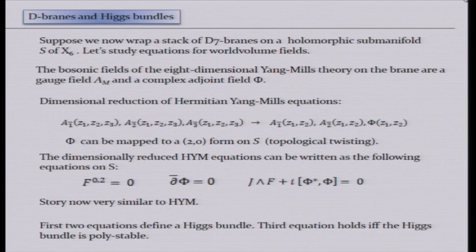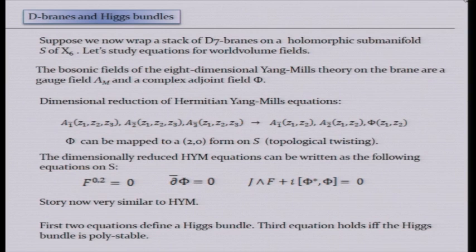Okay. It probably should come as no surprise that since the world volume theory is a dimensional reduction of 10-dimensional Yang-Mills, which is what we saw for the heterotic string, the equations that the gauge field A and the adjoint field phi have to satisfy, if you want to preserve supersymmetry, are just the dimensional reduction of the Hermitian Yang-Mills equations that we saw for the heterotic string. Okay, so we can do that.